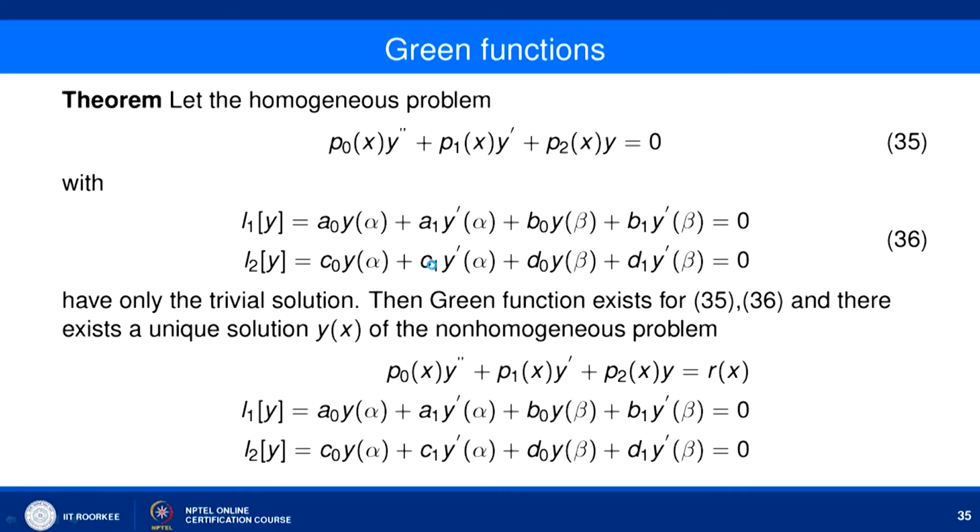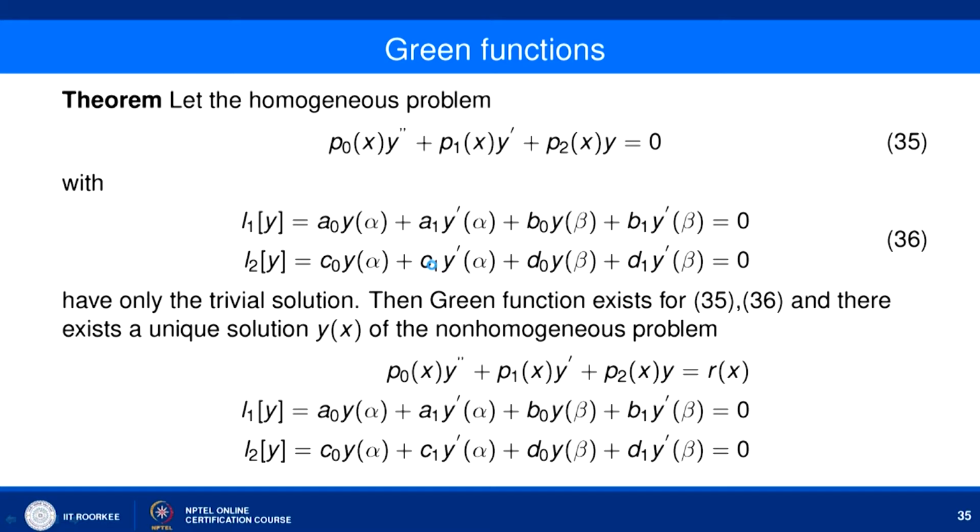So, first let us start with the first theorem. The homogeneous problem, that is P0(x) y'' plus P1(x) y' plus P2(x) y equal to 0, along with the two boundary conditions L1 y, that is a0 y(alpha) plus a1 y'(alpha) plus b0 y(beta) plus b1 y'(beta) is equal to 0. So, here we have a homogeneous equation with the two sets of boundary conditions, and here we are assuming that L1 and L2 are not linearly dependent boundary conditions.